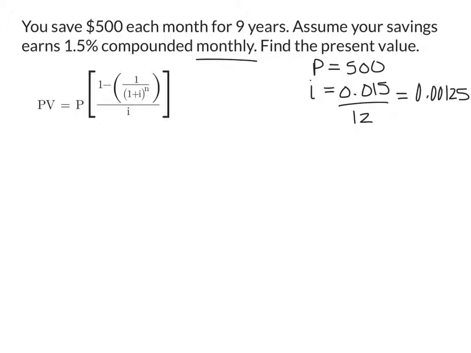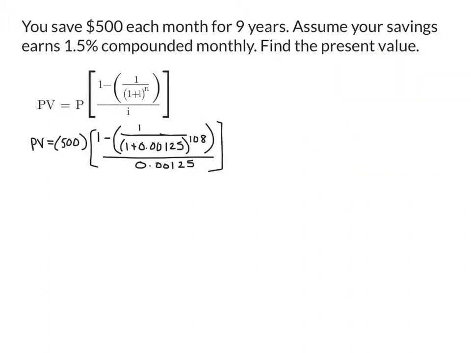N is the total number of compounding periods. So we're compounding monthly, so I need to multiply 12 by the number of years, which is 9. And 12 times 9 is 108. We're going to take these values and substitute them into the formula for present value of an annuity. So here we took the values for P, I, and N and plugged them into the formula.